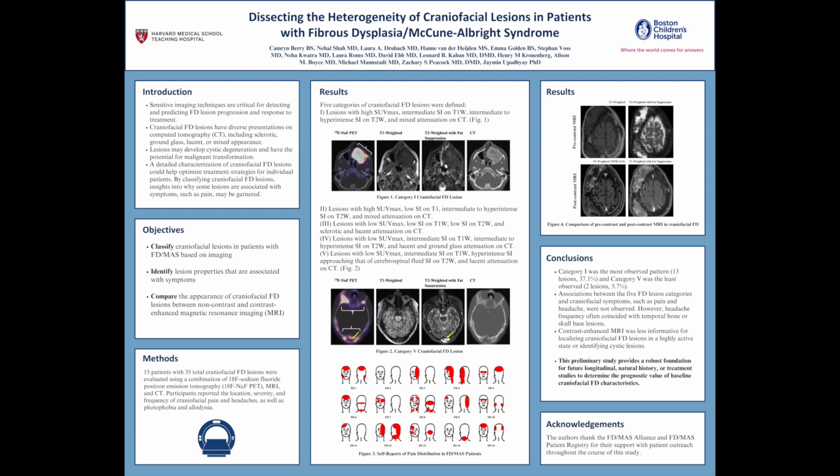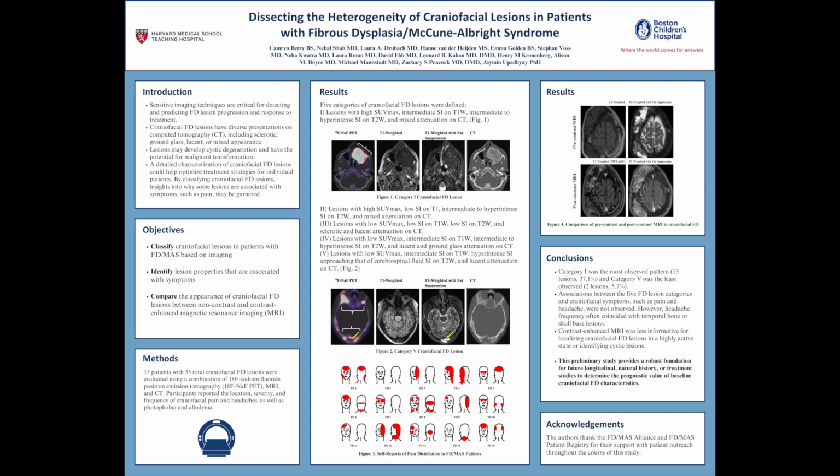Category 2 identified lesions with high bone activity, a low signal intensity on MRI, which could correspond to a lower bone density, and a mixed appearance on CT. Category 3 identified lesions with low bone activity, low signal intensity on MRI, and a sclerotic or lucent appearance on CT. Category 4 identified lesions with low bone activity, an intermediate signal intensity on MRI similar to skeletal muscle, and a lucent or ground glass appearance on CT.